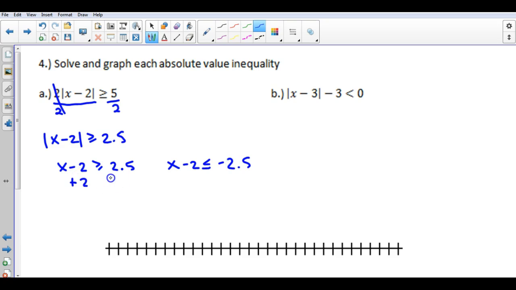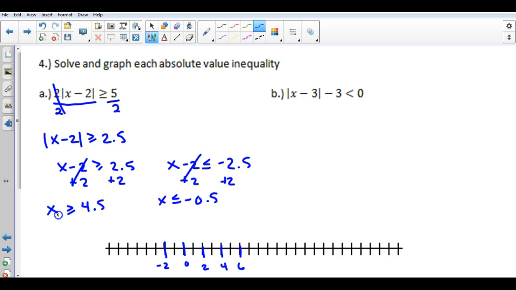And then we're just going to solve both of these. So I'm going to add 2 here, and that's going to end up with x is greater than or equal to 4.5. And I'm also going to have to add 2 here, and then this one's going to be x is less than or equal to negative 0.5. So I'll make a number line below this. Let's say that this is negative 2, negative 1. This would be 0, 1, 2, 3, 4, 5, 6.